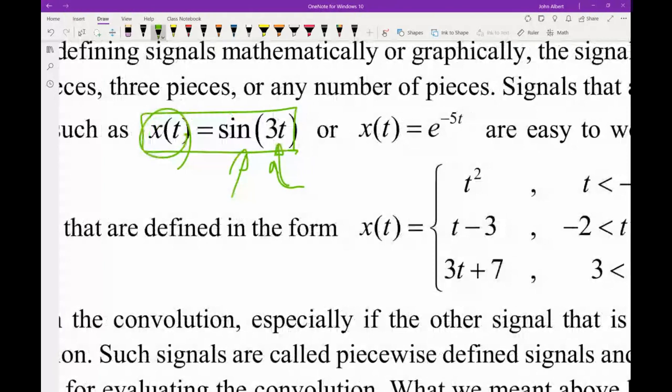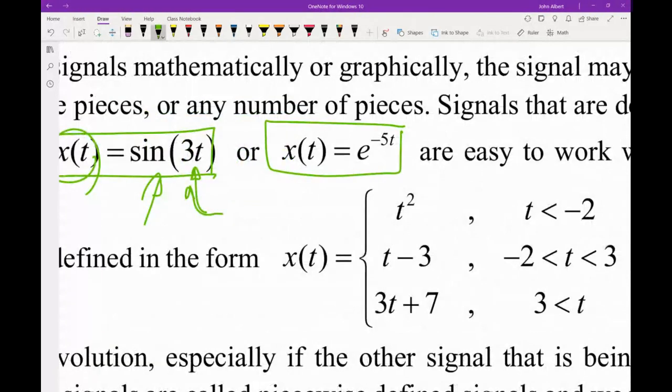Also, if I give you a function like this, e to the power of minus 5t, this is also a function that is defined for all time in one piece. I do not need to tell you here that t goes between minus infinity and infinity. It's by default. And for any value of t, you can just plug the value of t in here, and you'll be able to get the value of x of t. It could be large, it could be small. This is not the issue. I'll be able to get what x of t is.